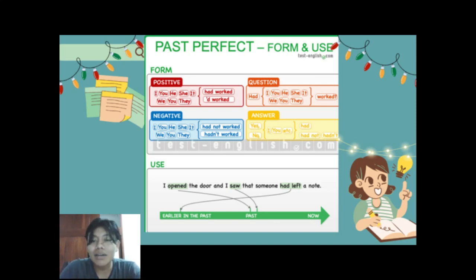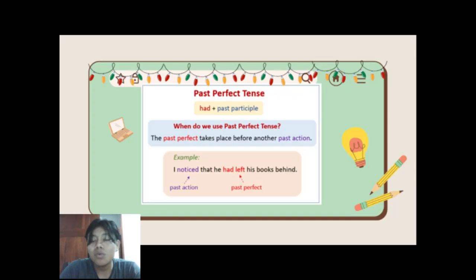And here there is another example. If you don't understand me in the slides before, the past perfect takes place before another past action, as I said before. And there is another example: I noticed that he had left his books behind. They use the past simple, that is noticed, and had left, the past perfect, and together they say in Spanish: me di cuenta de que había dejado su libro atrás. So that's the meaning of the past perfect tense.